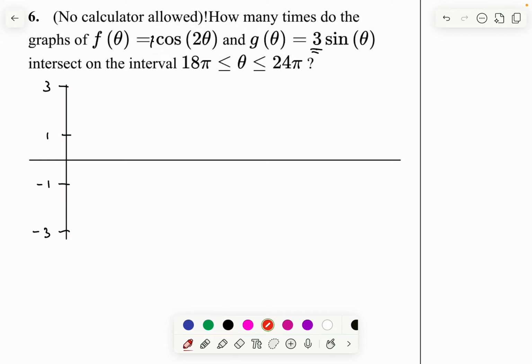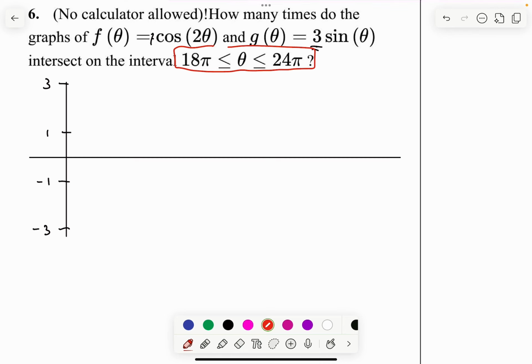Now, this is kind of an interval that's far away from the origin, right? But these functions repeat, right? They're periodic functions, so we might be able to figure out how these graphs look on 18 pi to 24 pi. And actually, we may not even have to sketch the entire interval, okay?